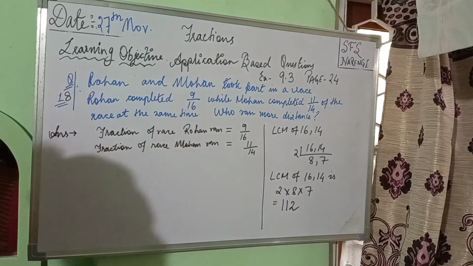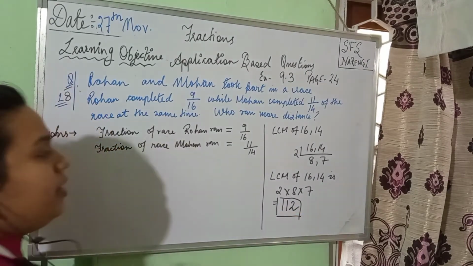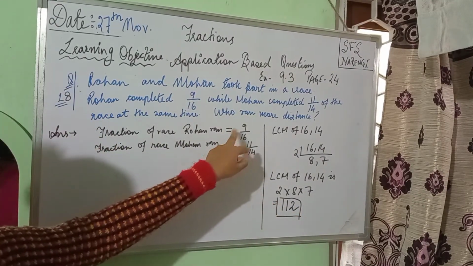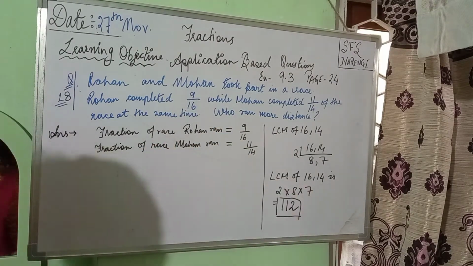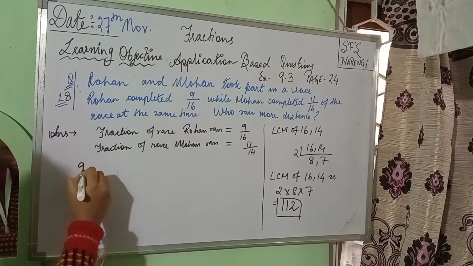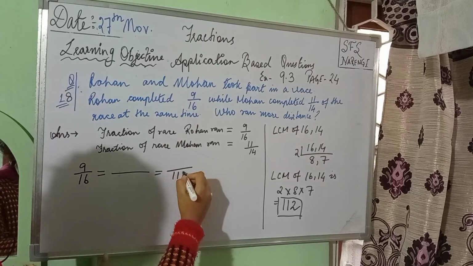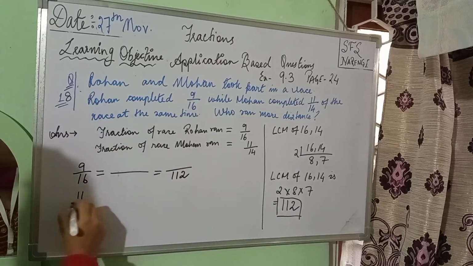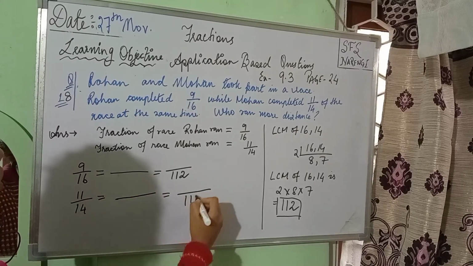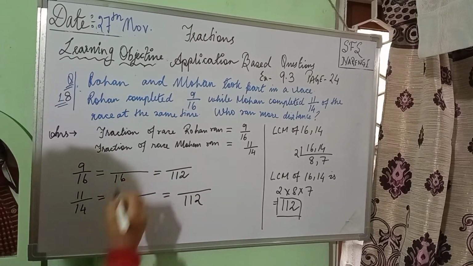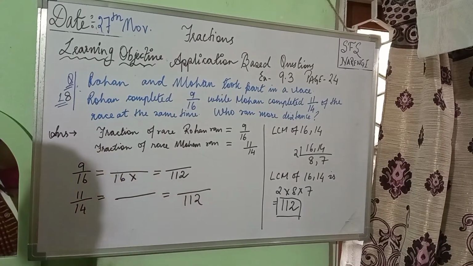All right, 112. Now, this is the one that you have to convert these denominators into. So let's get started. 9 by 16, you have to write it in such a way that the denominator is 112, and 11 by 14, you have to write it in such a way that the denominator is 112. Now see children, 16 multiplied by how much is 112?